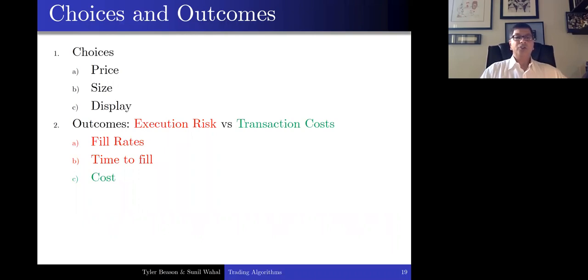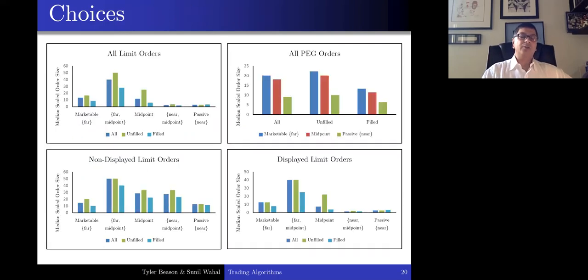So let me start talking about choices and outcomes at the cell level, at the cytology level. So I'm going to break up this section into 2 parts. One is choices, so the choices that are being made in these child orders, and then I'm going to talk about execution risk, or the outcomes, execution risk versus transactions costs. And I'm going to do this using fill rates, time to fills, and costs here. So let's start with choices.